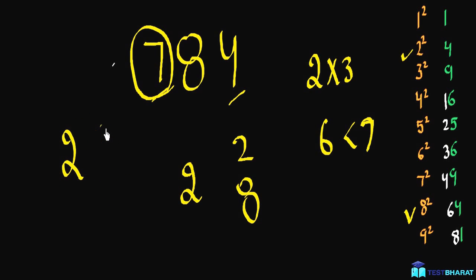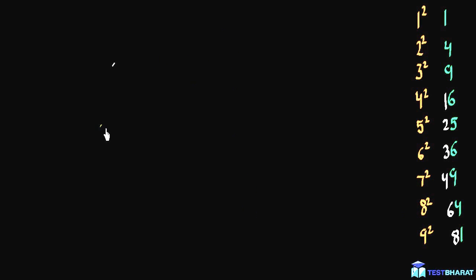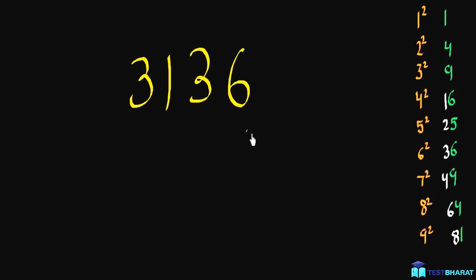Now we will look at an example in which a 4-digit number is given. Let's say I have to calculate the square root of 3136. Here also the first step is the same. First I look at the last digit. The last digit is 6. Here I found that the last digit is 6 in here and the last digit 6 is in here. So my digit at the ones place would be either 4 or 6.